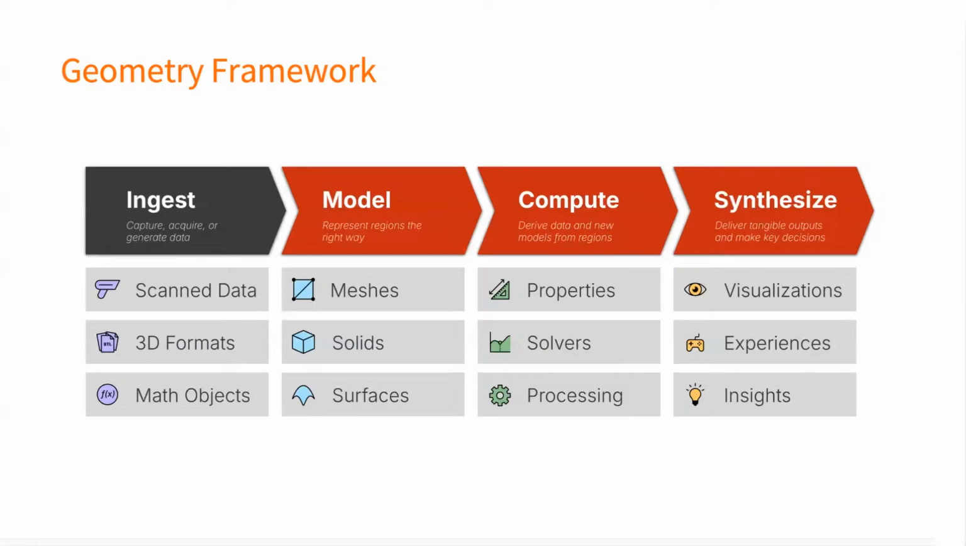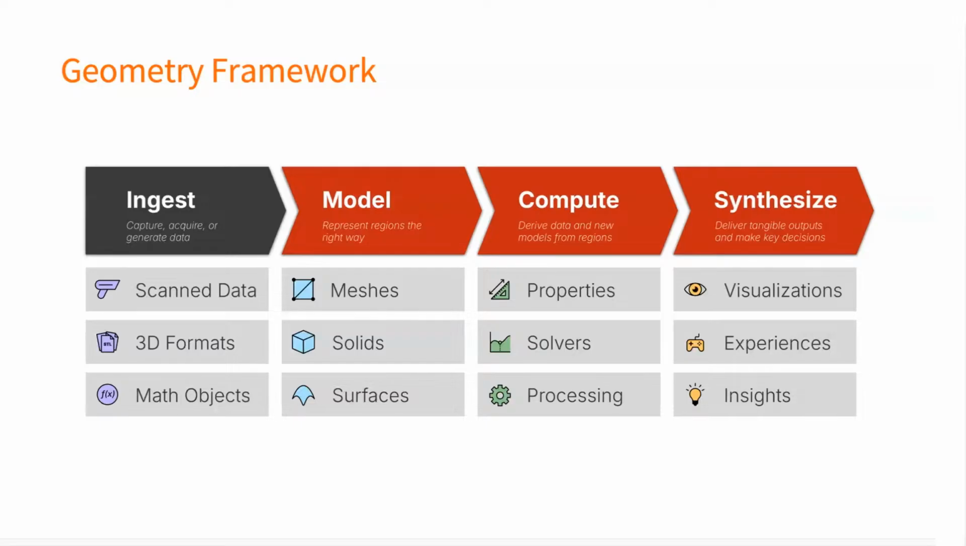Once we have our model, we want to compute on it to derive new data. This could be properties like its area or center of mass. It could mean applying a solver to it, such as integrating over its surface or volume. It may be processing it to create new models or refine the old one.